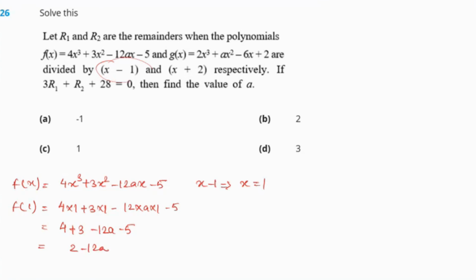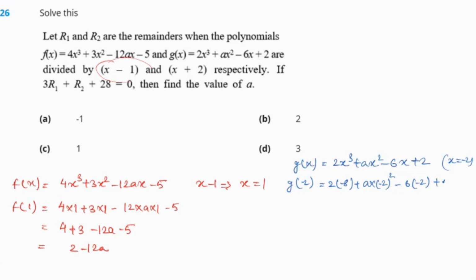Okay. Now if we move towards the second one, g(x) is given to us: 2x cube plus ax square minus 6x plus 2. And we are supposed to divide it by x plus 2. So x needs to be minus 2. So here we need to take the value as minus 2. So 2 times minus 2 cube is minus 16. Plus 4a, that is a times minus 2 square. Minus 6 times minus 2 gives plus 12. Plus 2. So in the end, we are going to get minus 2 plus 4a, that gives us 4a minus 2.